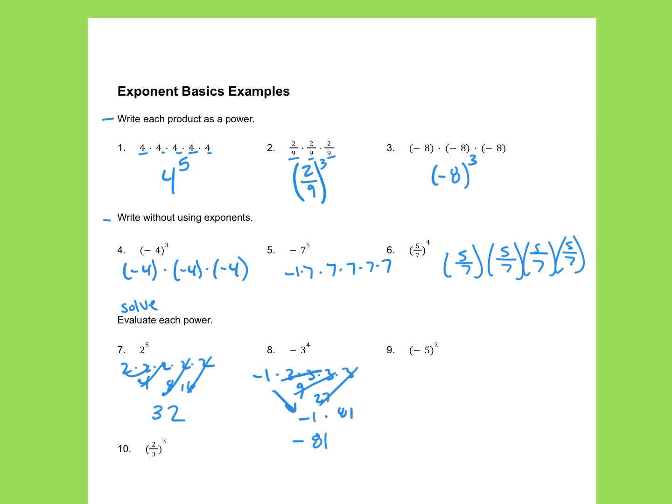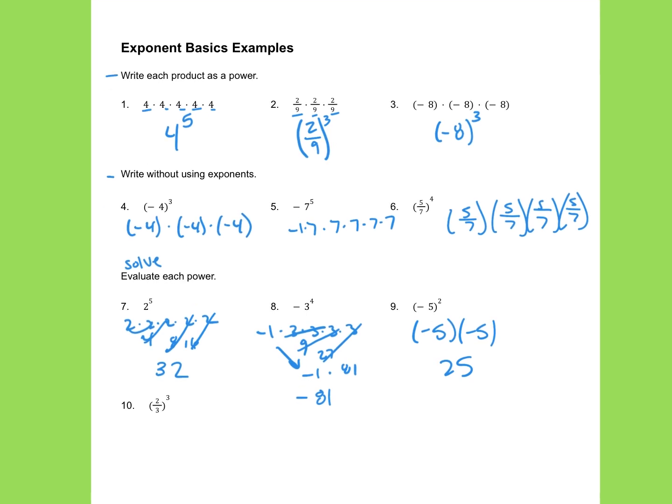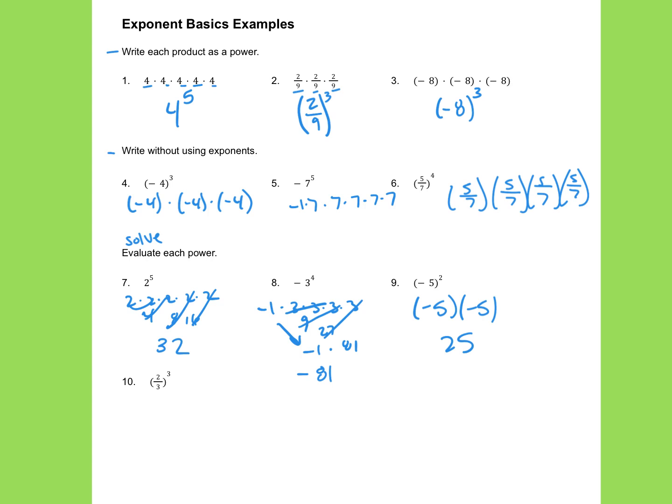And then this negative is in parentheses, so we have -5 times itself twice. And -5 times -5 is positive 25. And then for our last problem, we've got 2/3 times 2/3 times 2/3. So we have 3 times. And then just like we multiply fractions, we multiply all across the top. So 2 times 2 is 4, times 2 is 8. 3 times 3 is 9, and 9 times 3 is 27.